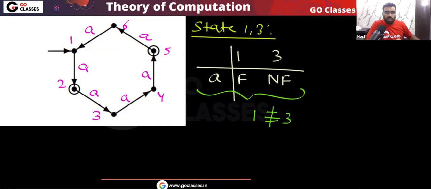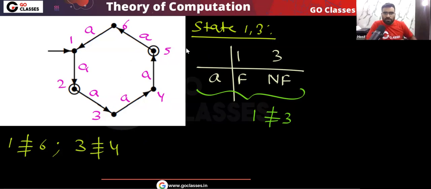Agree? What about 1 and 6? Let me tell you, 1 is not equivalent to 6 also. The same idea you can apply. They are distinguishable by string A. Next, what about 3 and 4? 3 and 4 are also not equivalent. Then who is equivalent?